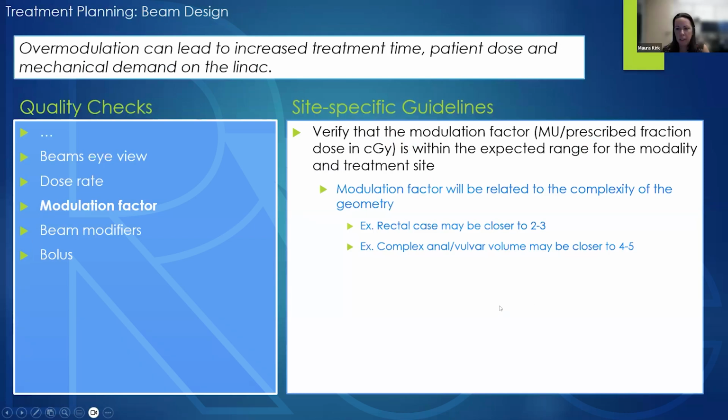For the modulation factor, it's going to be related to the complexity of the geometry. Please mute if you can, unless you have a question. Do you have a question? So the modulation factor is going to be related to the geometry of the target. So with rectal cases where you have a more simple geometry, you may have a modulation factor closer to 2 or 3. But as you get more complex geometries, such as with anal and vulvar cancer, you may have modulation factors closer to 4 or 5, or maybe up to 6.